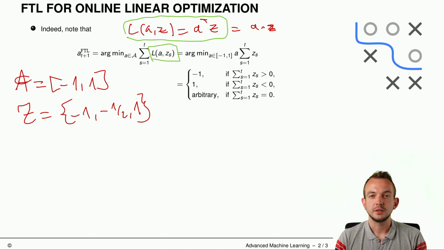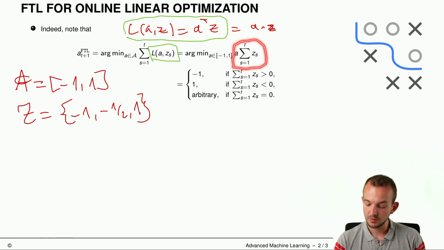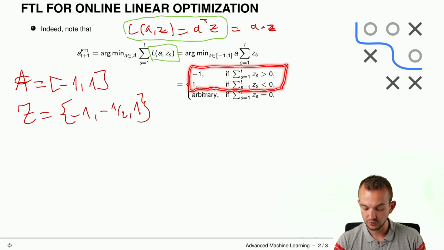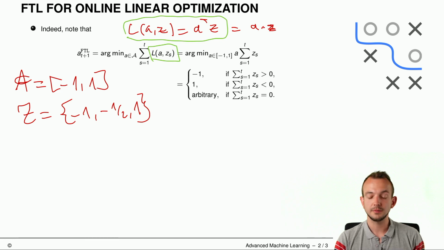And then the edge case is when the sum is exactly 0. Then we can choose whatever we want, because multiplying something with a 0 is still a 0, so the expression here will always be the same. But for our example, this case will be of no interest. So only these 2 cases are interesting. Okay, so we see the follow the leader algorithm will essentially be -1 or 1 in this example.